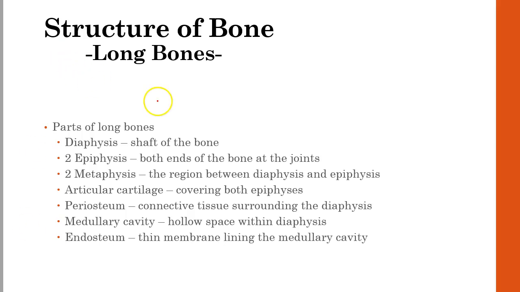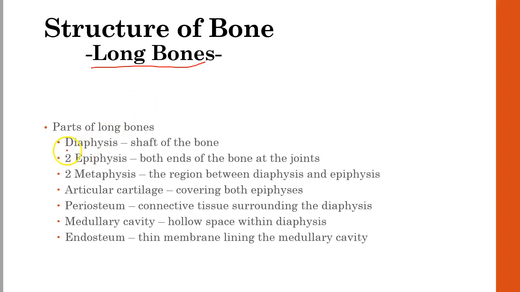So, structure of a bone. Mostly long bones. Not all are consistent. Not all have these parts. But with long bones, which is what we think of most of the time, so the femur, the humerus, our forearms, our lower legs, this is going to be talking about those types of long bones.